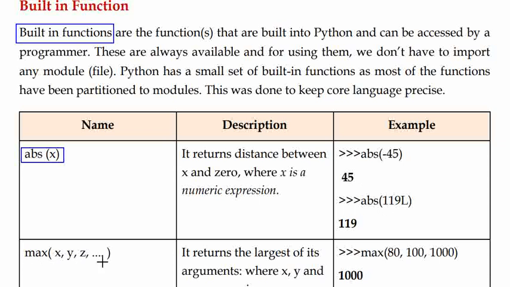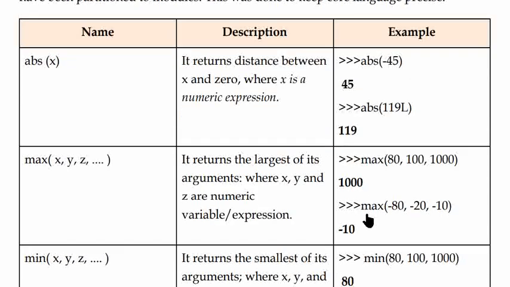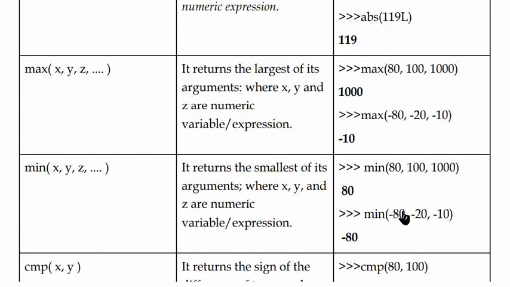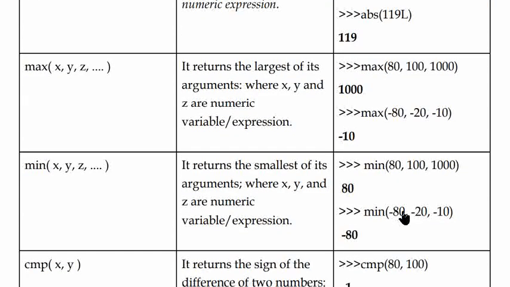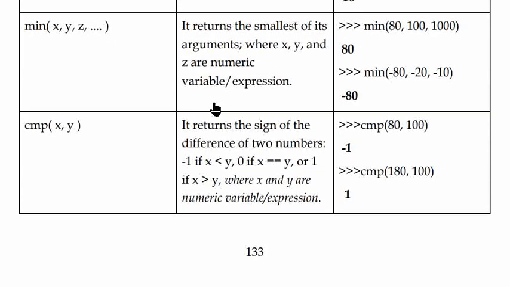max(x, y, z) returns the largest of the arguments. For max(80, 100, 1000), it returns the maximum value, that is 1000. So here you can use many numbers. Its opposite is min(x, y, z). There is no limit to pass the arguments.